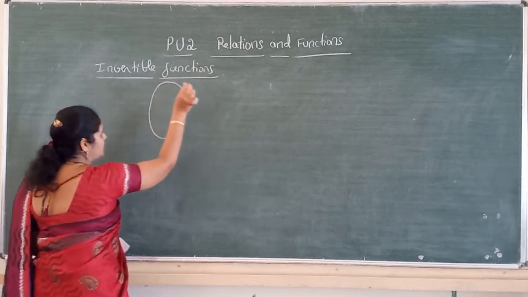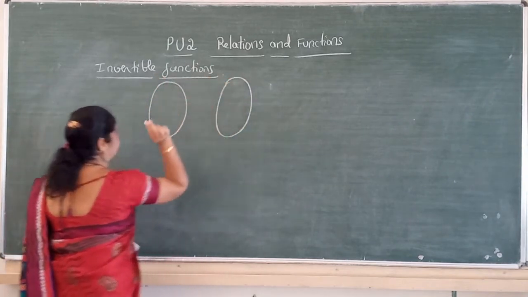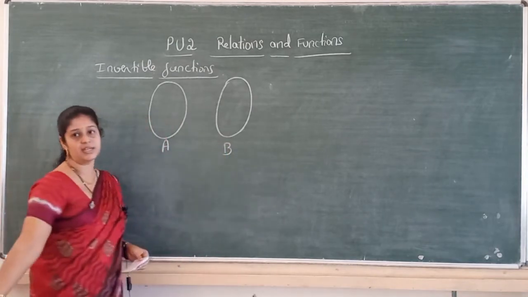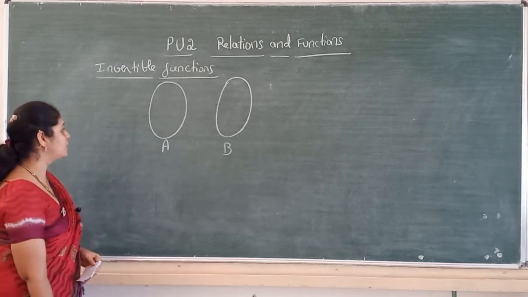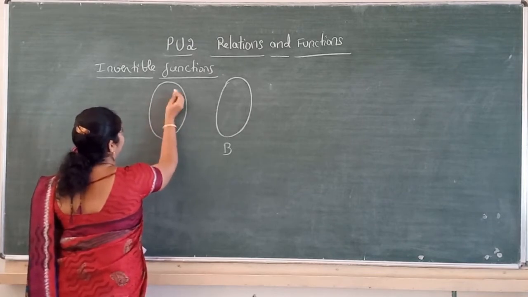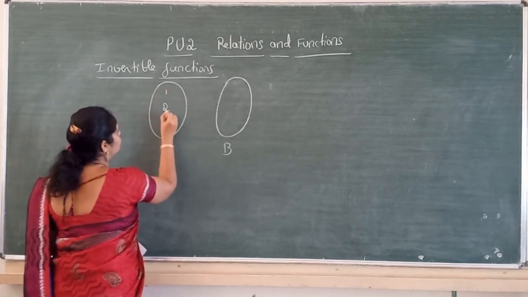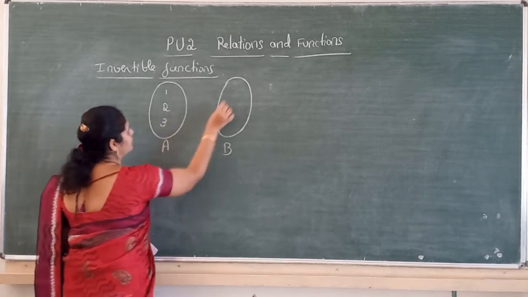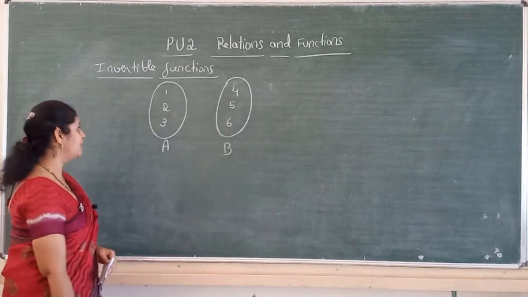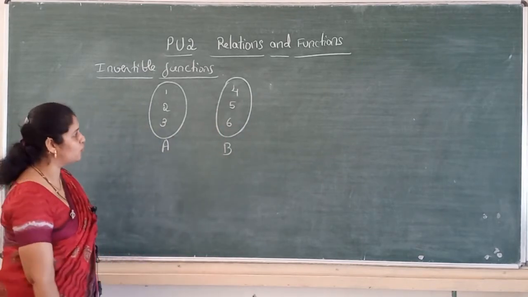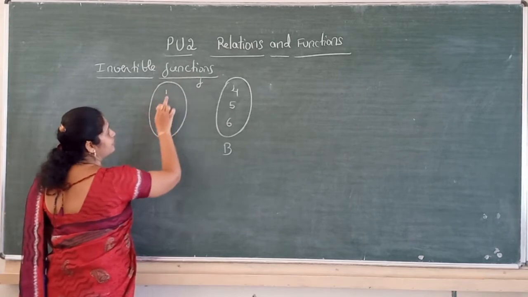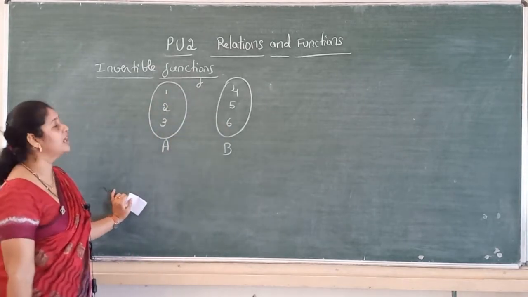Considering two sets, set A and set B, I am writing the elements here. Set A is equal to 1, 2, 3, and set B is 4, 5, 6. So elements of set A are 1, 2, 3, elements of set B are 4, 5, 6. Now function f is defined from A to B.